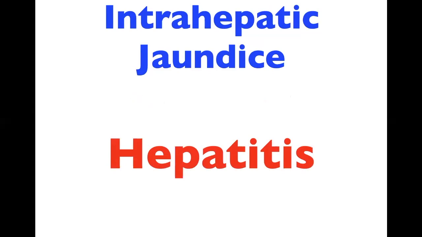Now, this is mentioned in your Harper's. Intrahepatic, extrahepatic, and hepatic jaundice. So intrahepatic jaundice is exemplified by hepatitis or inflammation of your liver. So intrahepatic jaundice, a classic example is hepatitis.